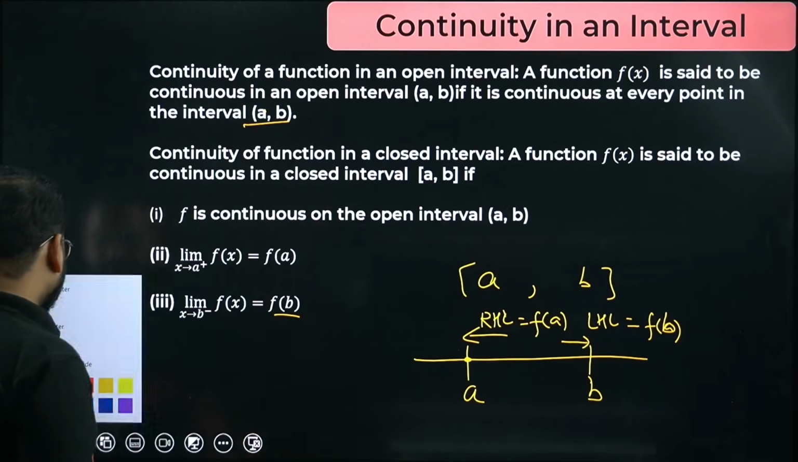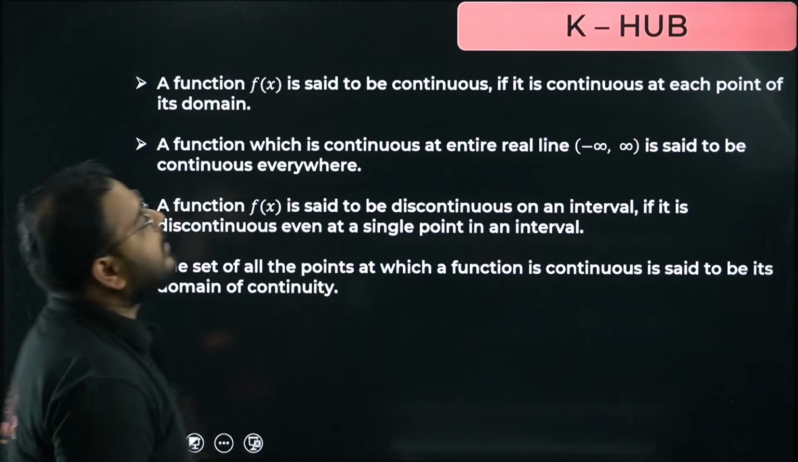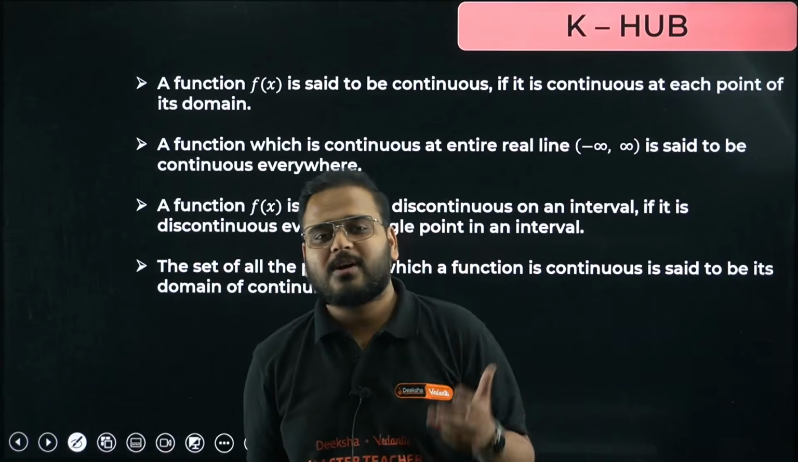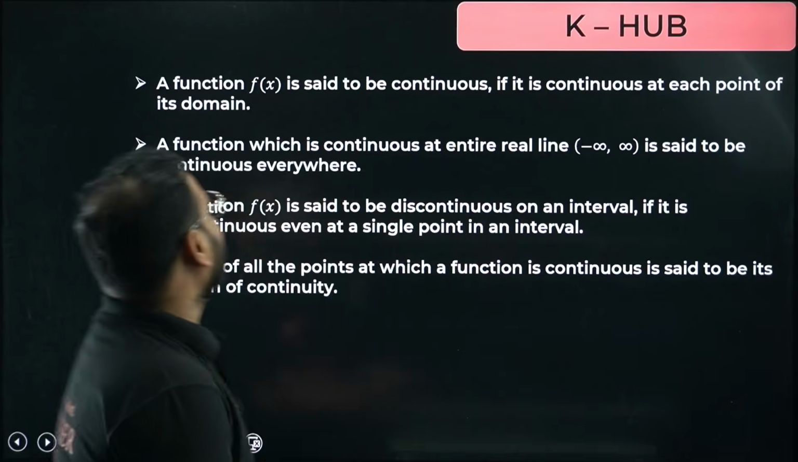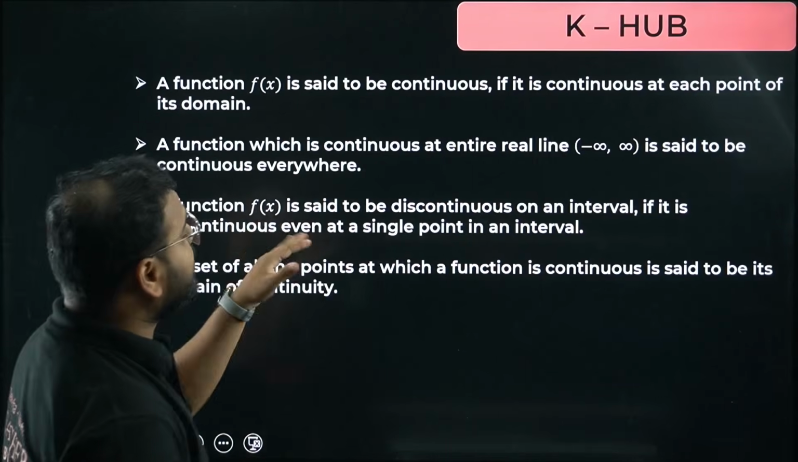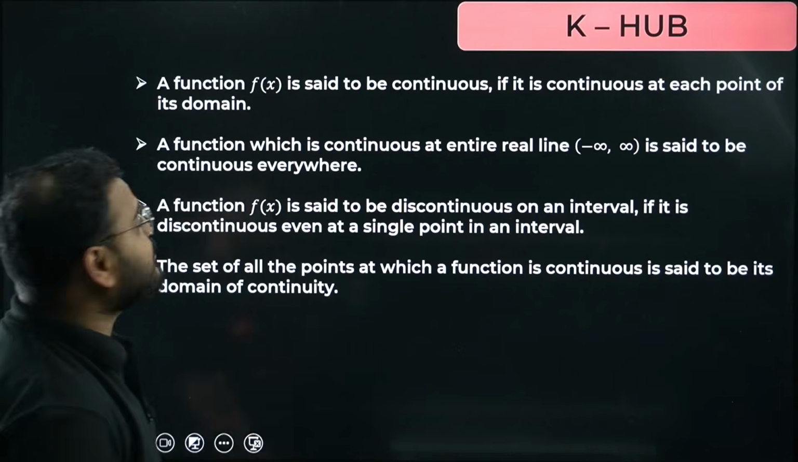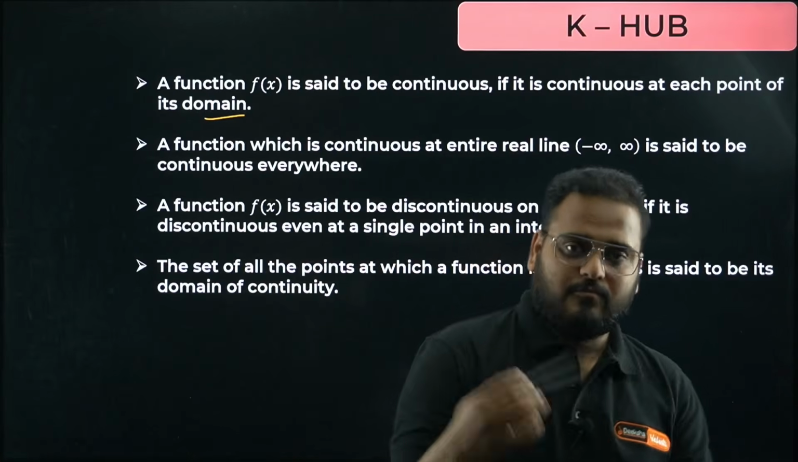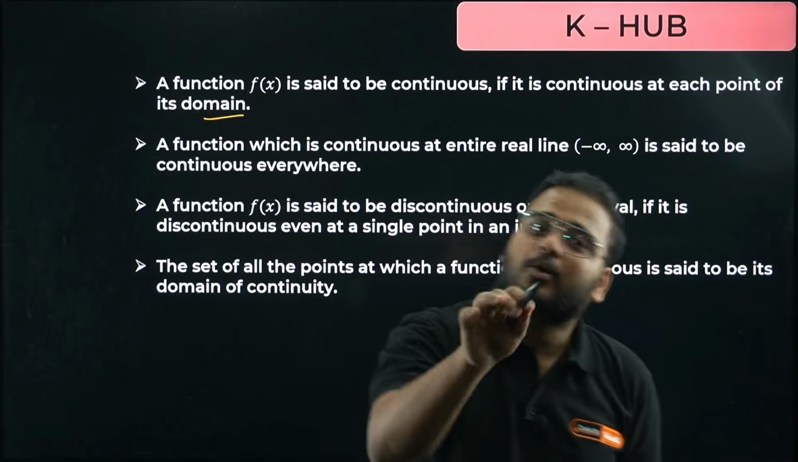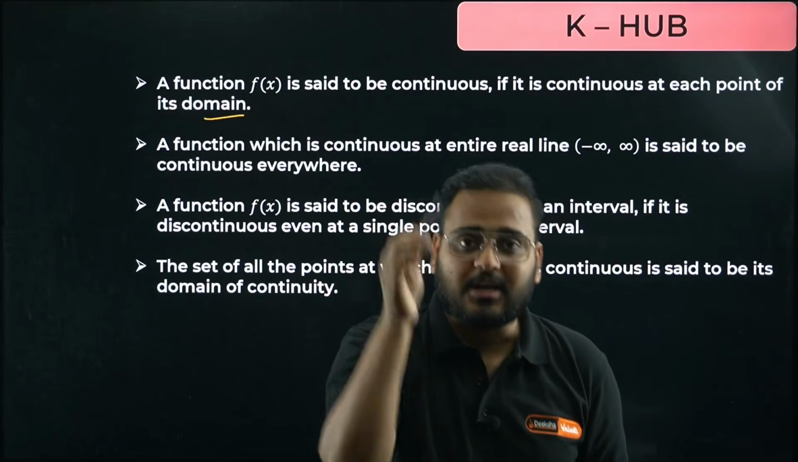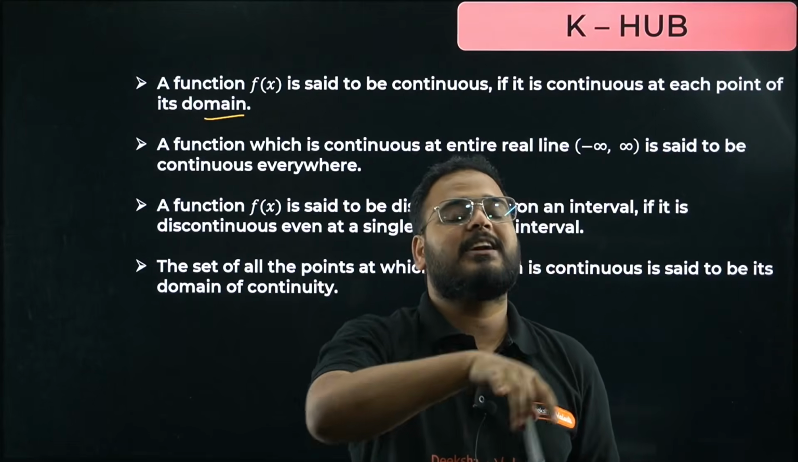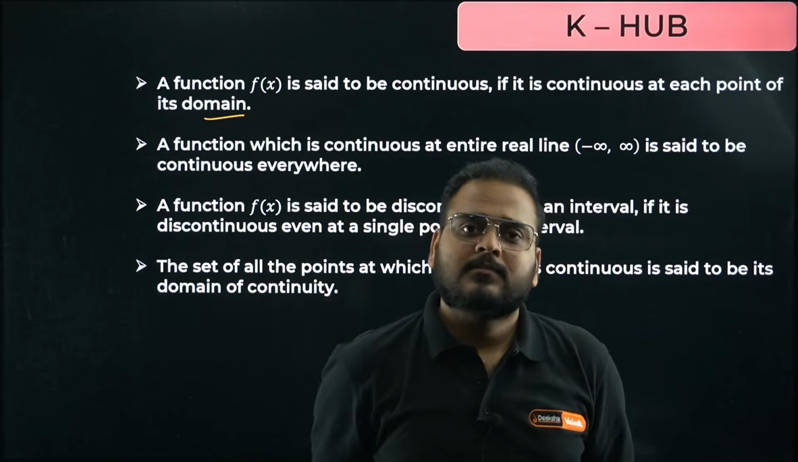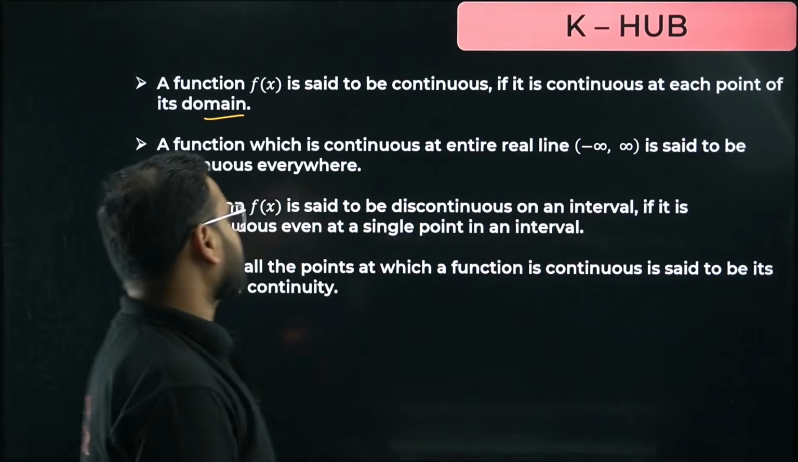So now let's move on to the next thing. We are back into the knowledge hub. K hub is your knowledge hub. First thing: a function f(x) is said to be continuous if it is continuous at each point of its domain. Why domain? Of course, when you're defining a function, there will be a domain and range. So if you're calling that function continuous, it is only true if it is continuous at all points of the domain. Agreed?